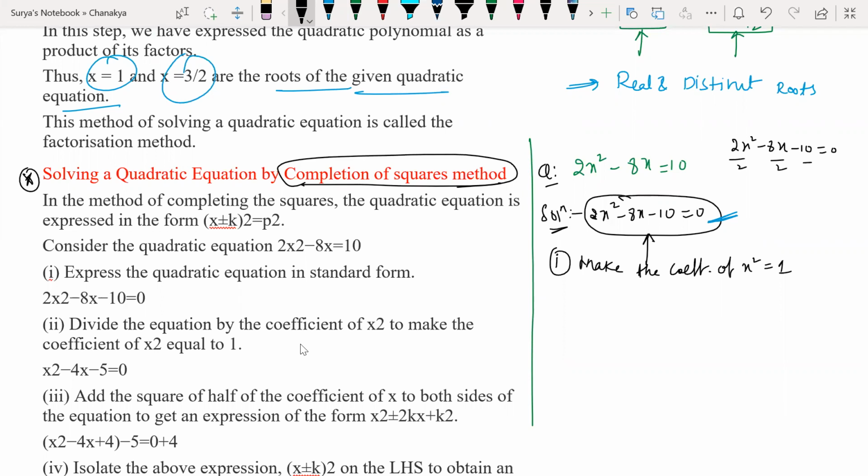Look at this on both sides. Can I do? Yes, sir. So x square minus 4x minus 5 is equal to 0, since 0 by 2 is 0, isn't it? Yes or no? I made that.